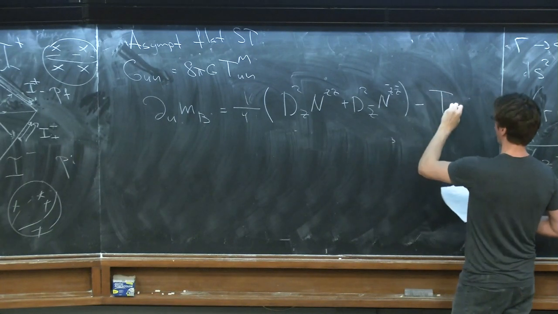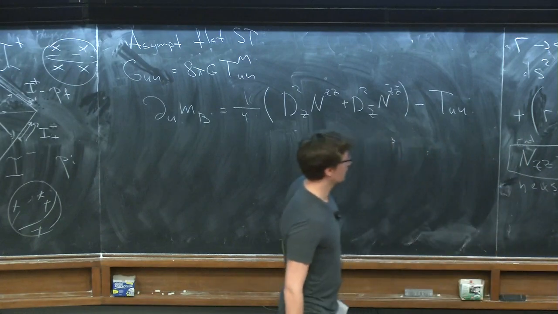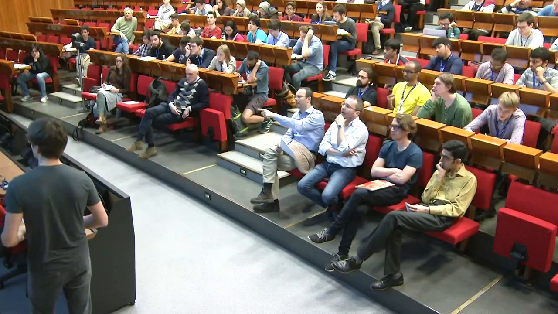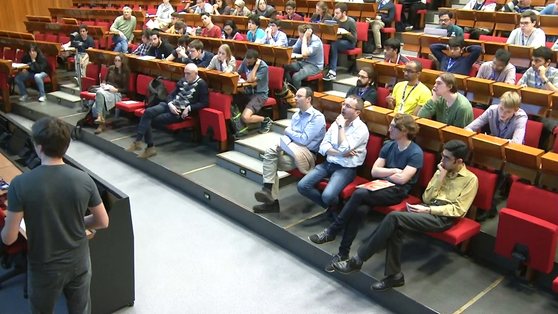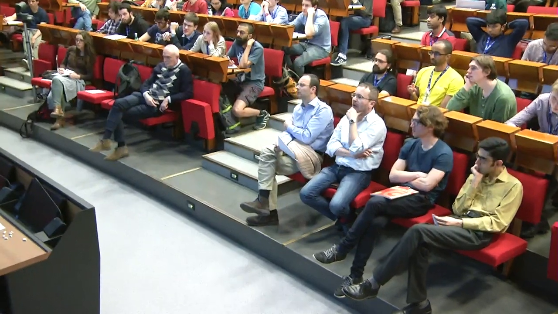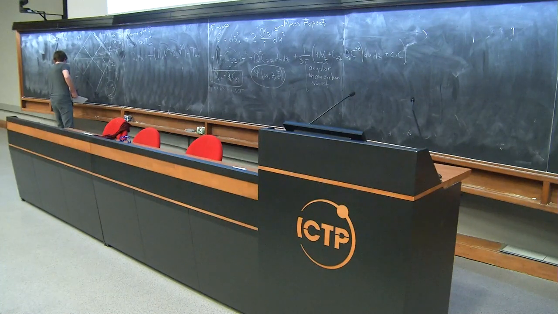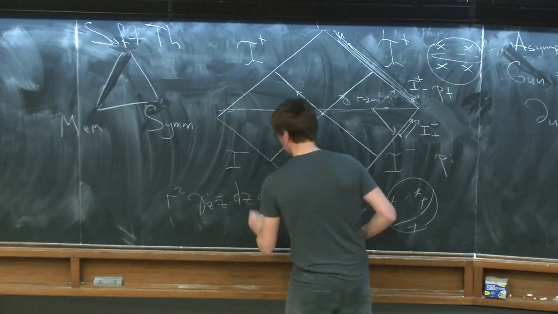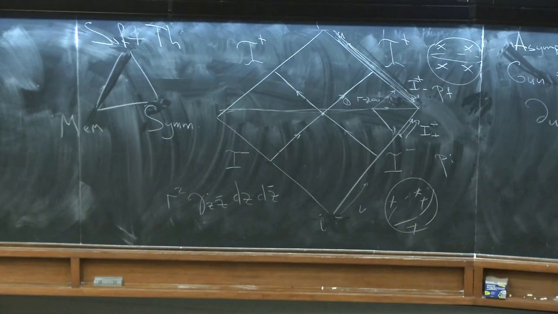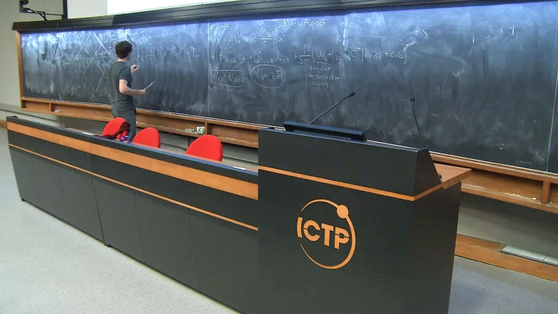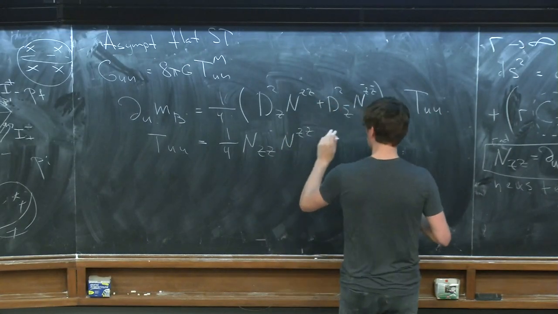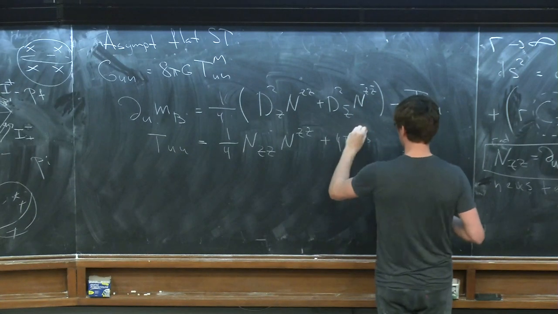Notice that the sphere has r squared in front of it in Minkowski space. And here is the equation, and here this stress tensor T_uu is defined as equal to one quarter N_zz N_z bar z bar, plus the limit of the matter stress tensor.